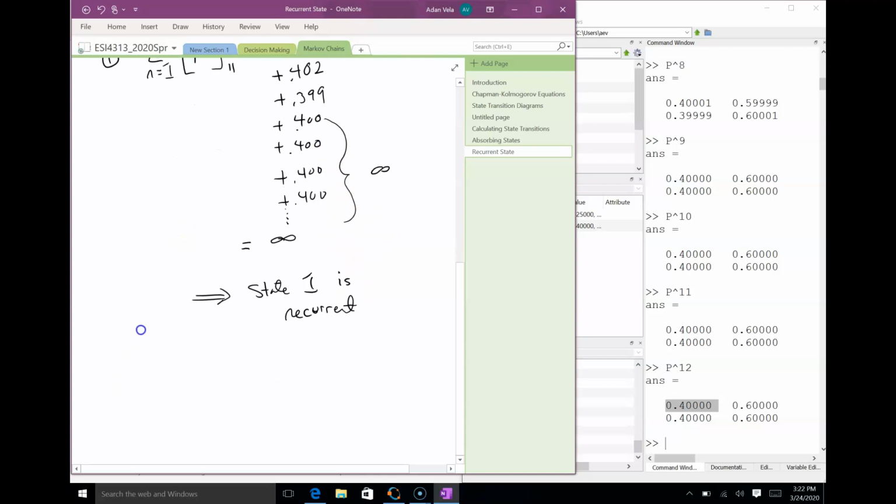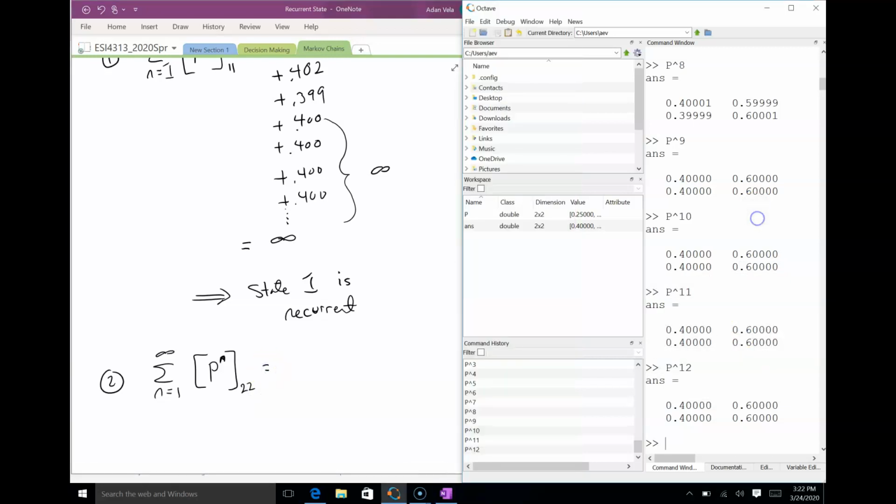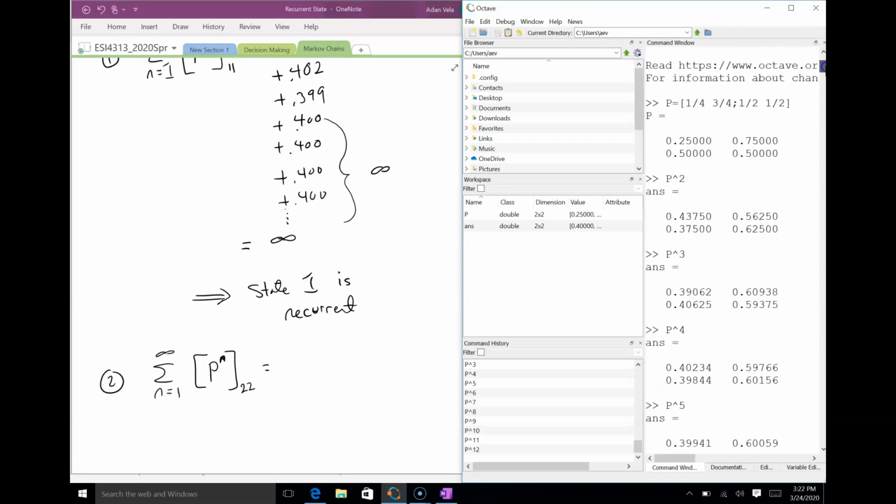Okay, now let's check state 2. We've already done a bunch of the work on the right-hand side, so we're going to do the same thing. We're going to take the sum of n equals 1 to infinity of p to the n, but now we're going to pull out the 2, 2 term. I'm going to scroll up on MATLAB. We're looking at the 2, 2 term, which is in the bottom right.